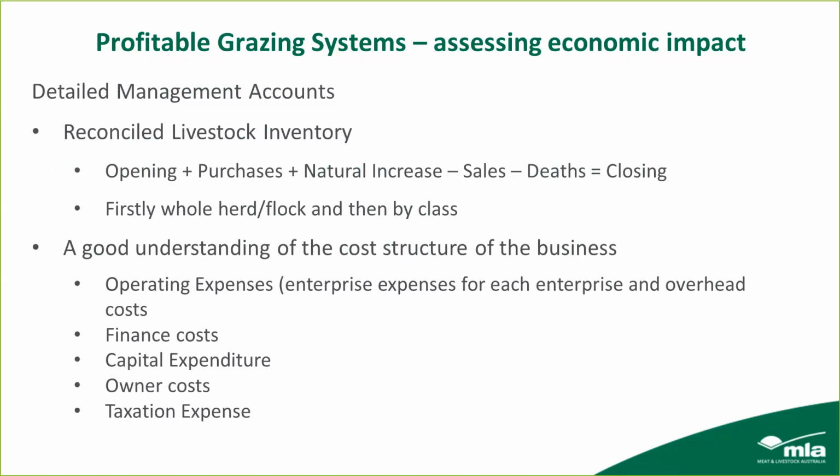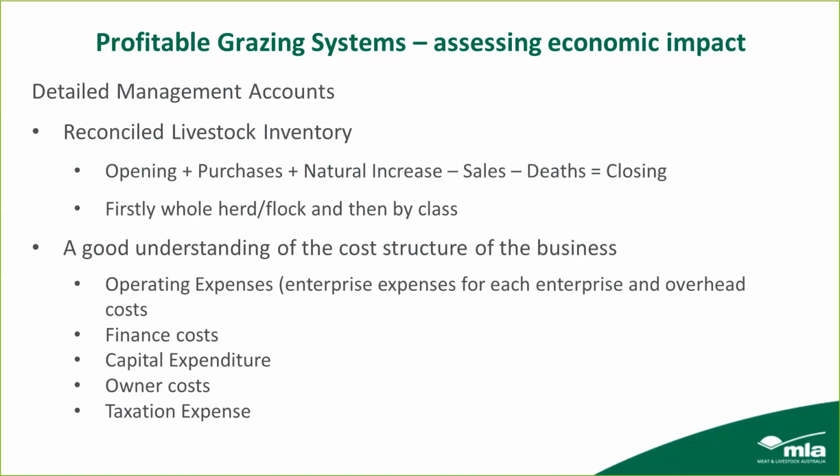I suggest, firstly, the operating expenses. So what does it cost to run the business year to year? And we break these up even further into enterprise expenses for each enterprise that we run. So if we've got a fine wool and a beef operation, or goats and beef, we record the enterprise expenses, or the direct costs or variable costs, the terms are interchangeable, for each of the enterprises and record them separately. And then we have the overhead costs, which are the general running costs of the business: the rates, the rents, the fuel, the wages, and that sort of thing.